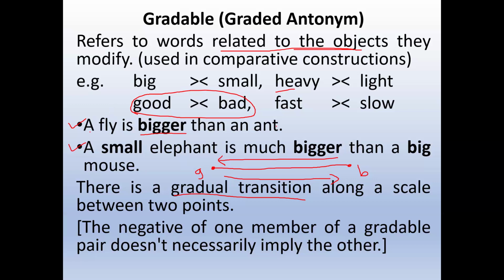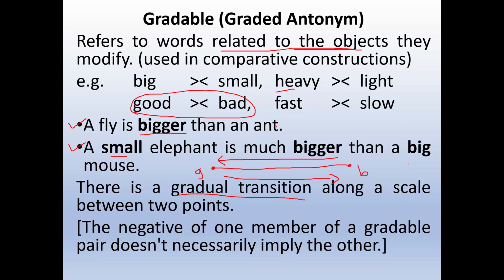And the second example: a small elephant is much bigger than a big mouse. See the use of small and big, the two gradable antonyms. Why? Because an elephant is anyway a large animal, large in size, big in size. But here I use the word small to talk about an elephant, which is much bigger than a big mouse. Even a small elephant is bigger than a big mouse.